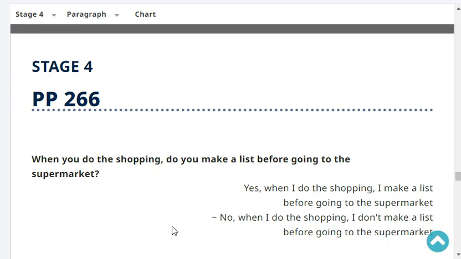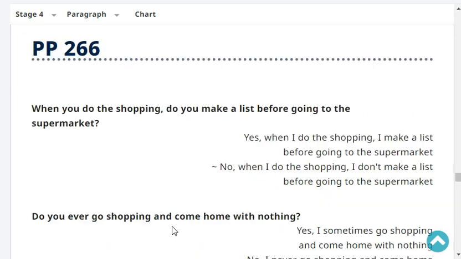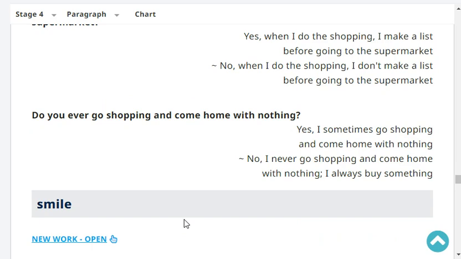Okay. Next, when you do the shopping, do you make a list before going to the supermarket? Yes or no? Yes, when I do the shopping, I make a list before going to the supermarket.